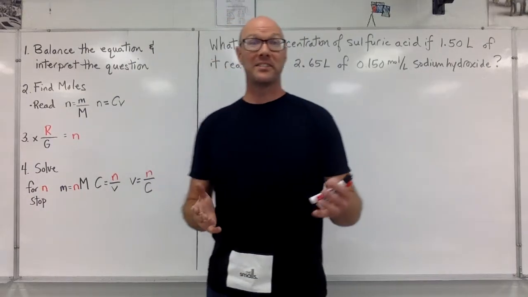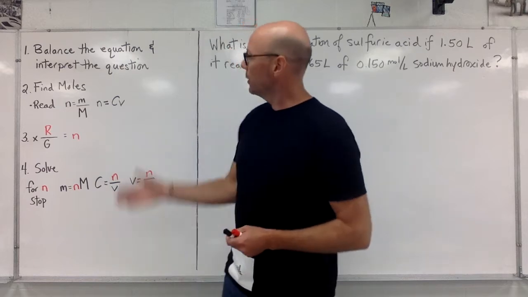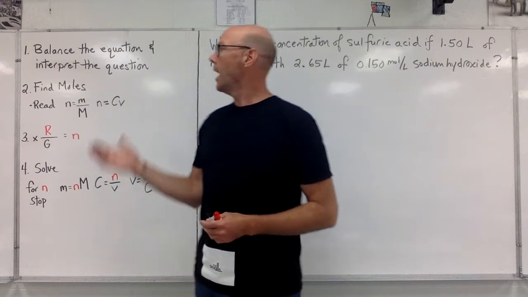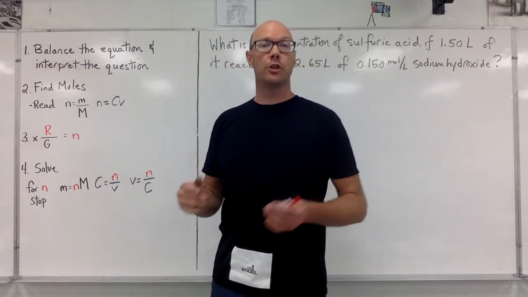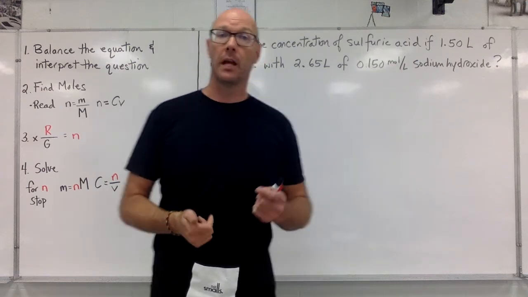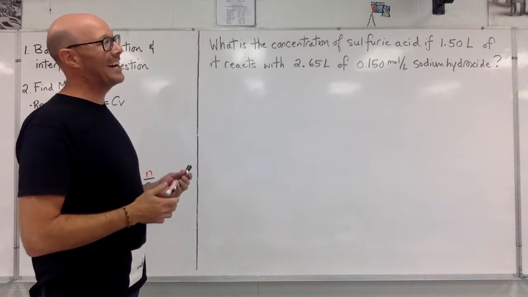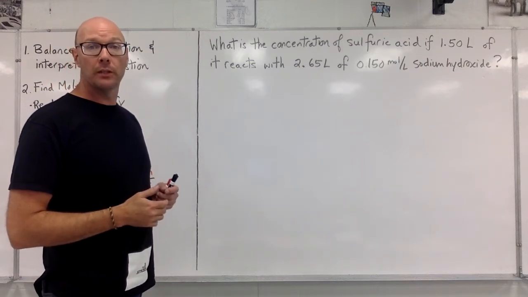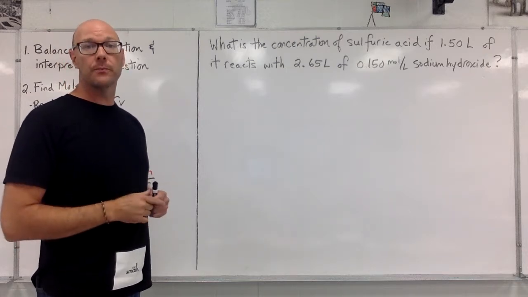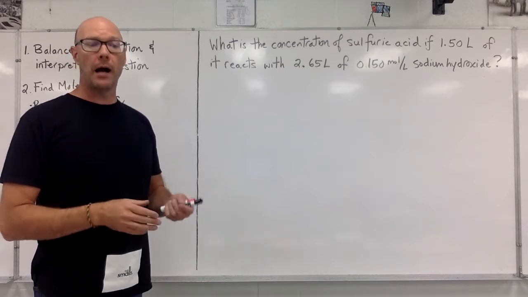Hi everyone, this is an example of a solution stoichiometry problem. Like always, we're following our same 4 stoichiometry steps with extra emphasis on the interpretation and more options to choose from as we work our way through this question. Here we go. What is the concentration of sulfuric acid if 1.50 liters of it reacts with 2.65 liters of 0.150 mole per liter sodium hydroxide?